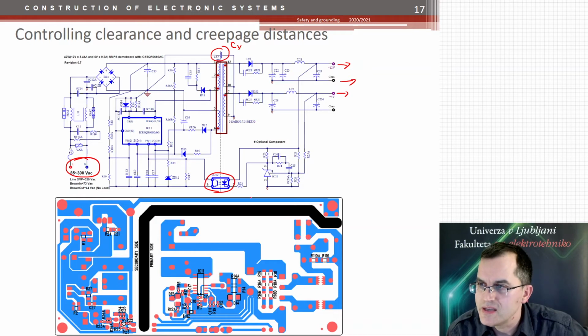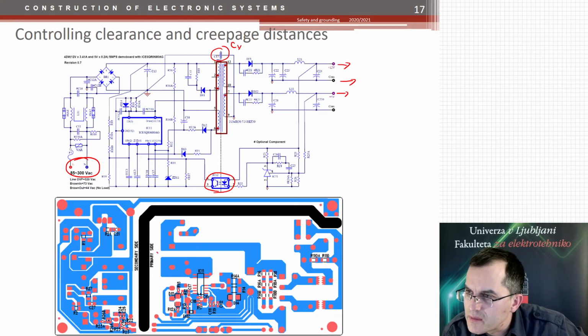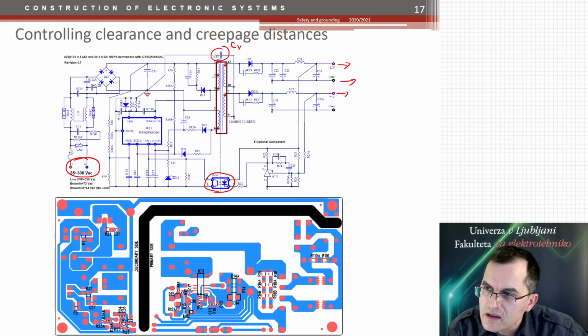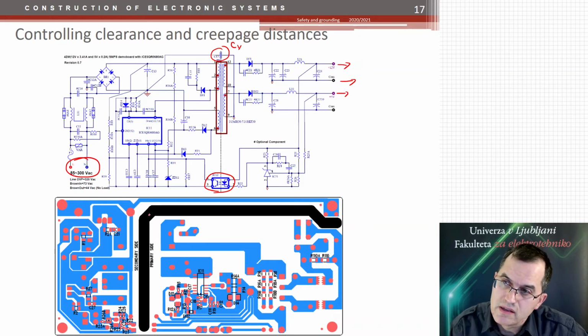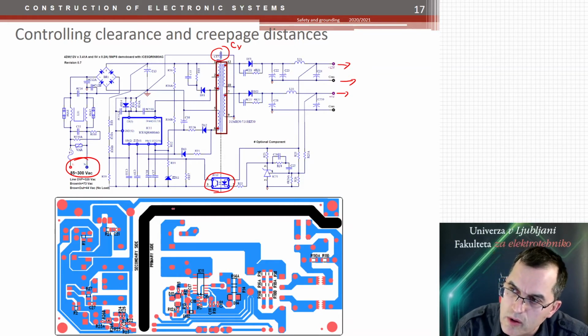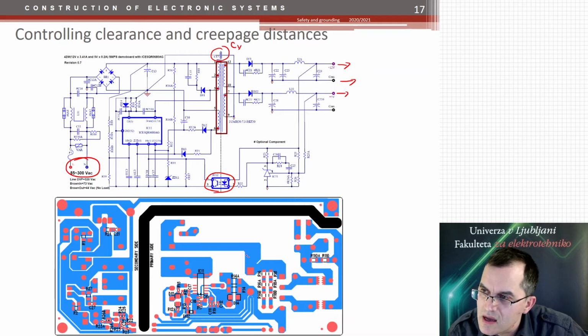So in the PCB this is done like that. So we have a high voltage part here, then we have the transformer there, and here is the optocoupler, and there is a part that determines, or this is not the actual gap, it's just a print on the top overlay that defines the clearance between this high voltage and low voltage part.